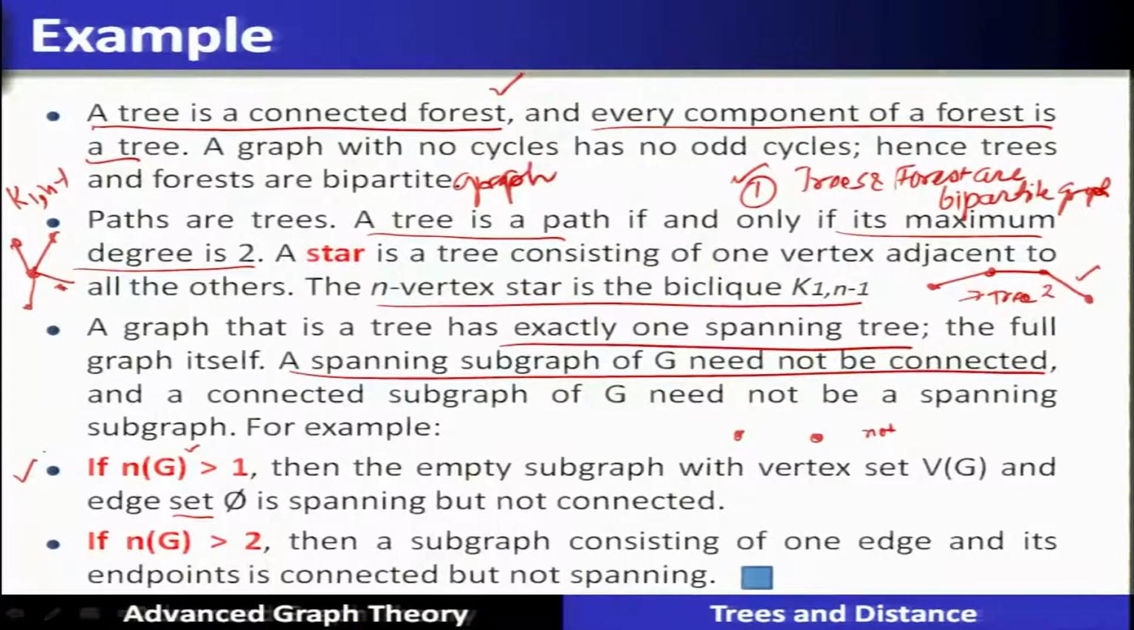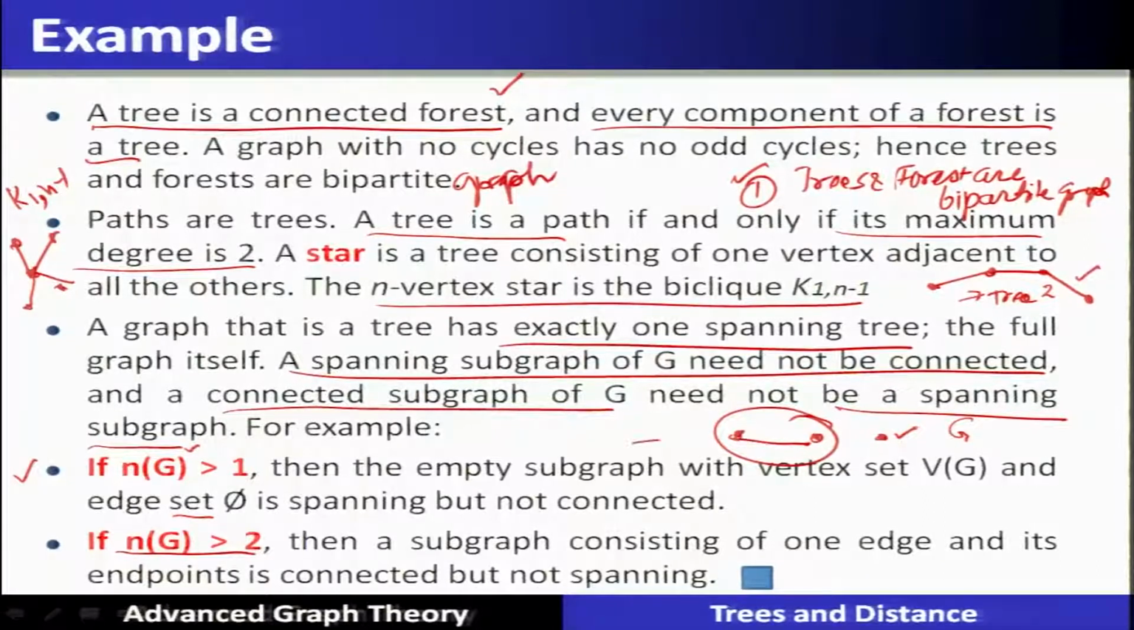The other condition says that a connected subgraph of G need not be a spanning subgraph. For example, let us assume the order of the graph is greater than 2, let us say it has 3 different vertices. The order of the graph is now 3, and 2 of them have an edge. So, this is a graph. So, this is a connected subgraph of a particular graph G. It need not be a spanning subgraph. So, this portion is connected, but this portion is left out.